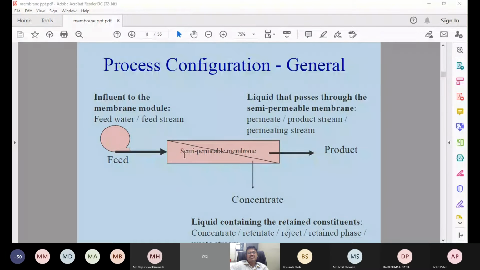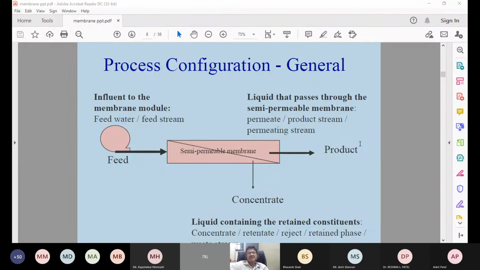Feed is there. The water is passing through the membranes, and the water which has passed through the membrane is called product. Whatever is not passed is called concentrate. Okay, that is called concentrate.